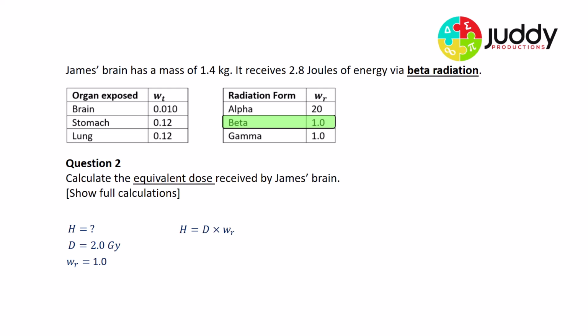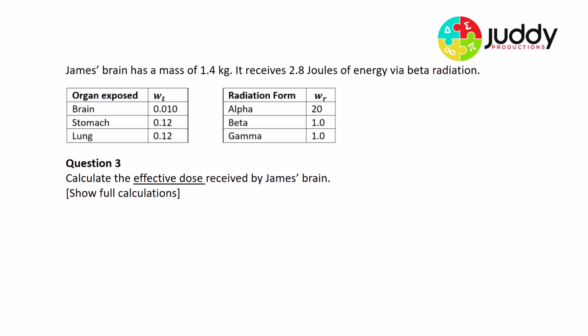Here's our equation to work out the equivalent dose. We substitute in our correct values, an absorbed dose of 2 gray and a radiation weighting of 1.0. Gives us an answer of 2 sieverts. 1 mark for correct substitution of values into the equation, and 1 mark for the correct answer of 2 sieverts.